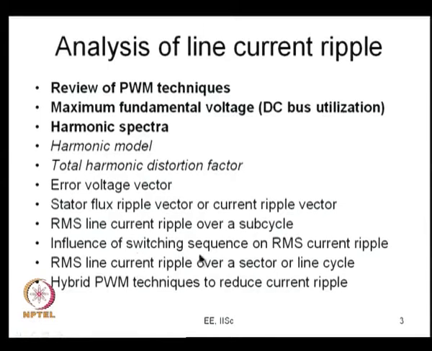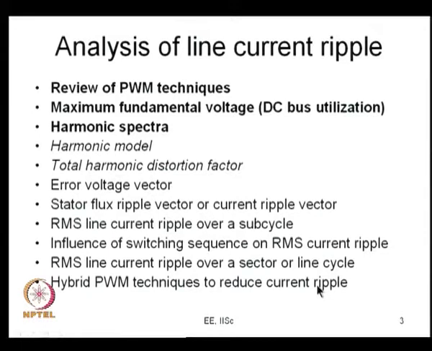Instead of that, you can use a different switching sequence as in bus clamping PWM, where you use only one 0 state, or an advanced bus clamping PWM, where one phase is clamped, the second phase switches once, while the third phase switches twice. There are different switching sequences which we discussed in the last couple of lectures, and we would look at the influence of these switching sequences on the RMS current ripple. Then you can integrate the mean square ripple over a subcycle to get the RMS current ripple over a sector or line cycle. This is what we will do. This is about the analysis, and the last part is about designing.